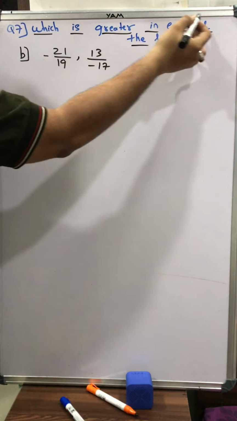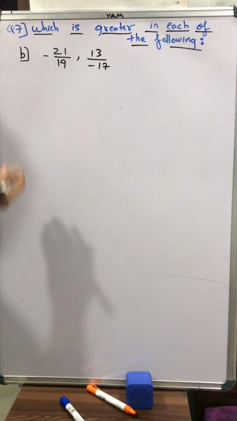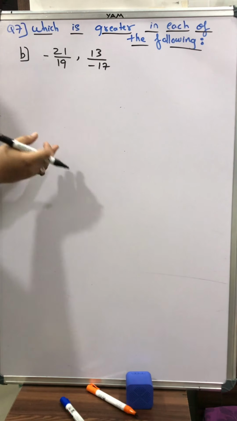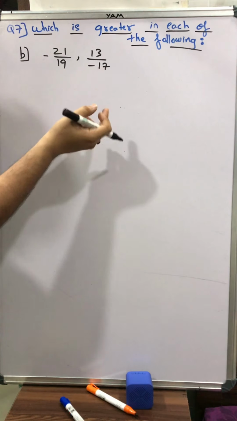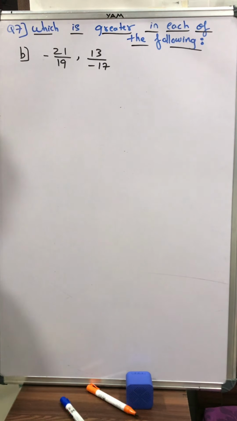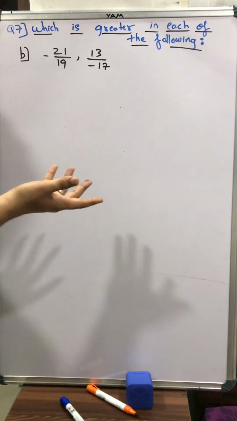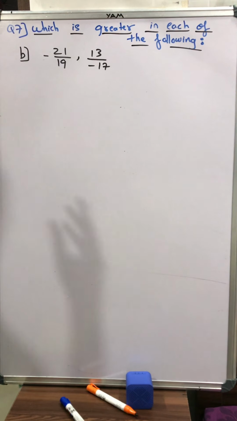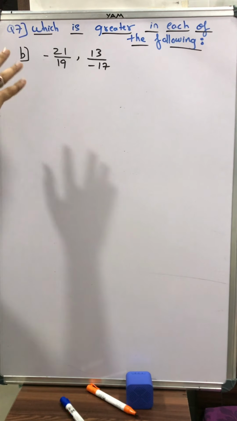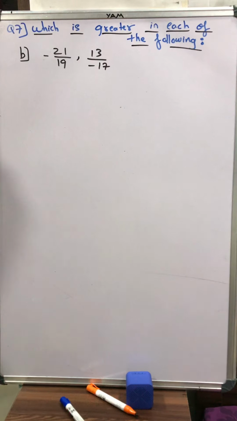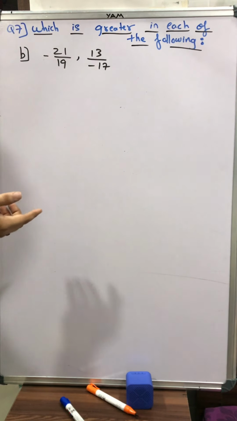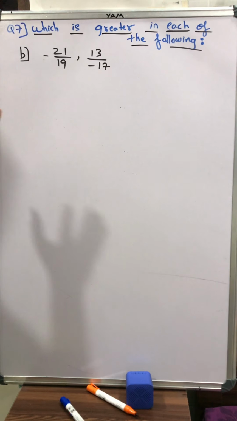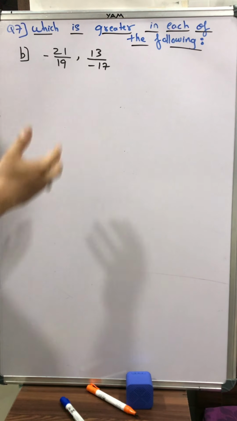Which is greater in each of the following? So now we need to show which of the two fractions given here, minus 21 upon 19 and 13 upon minus 17, is greater. Eventually we are comparing, or showing which one is lesser or which one is greater. That's it. It's exactly the same, only the box is missing in between.